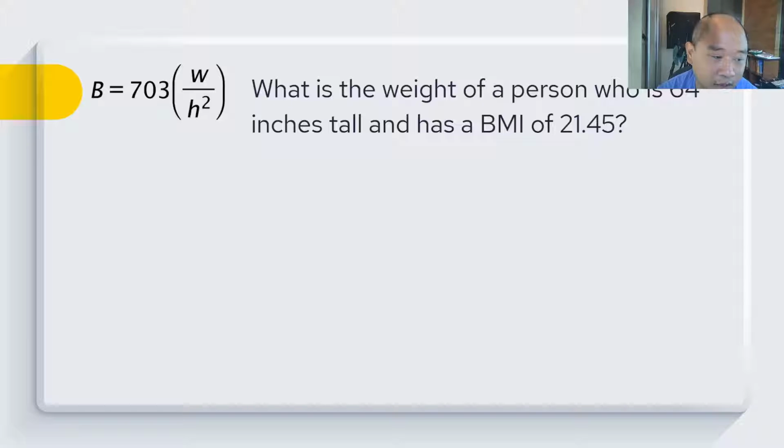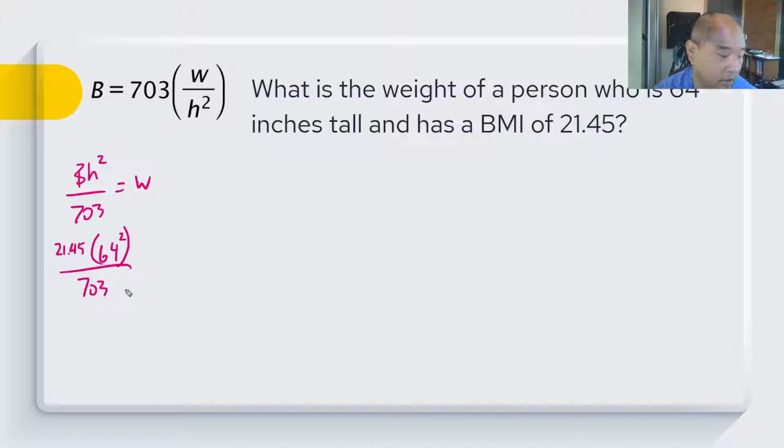Okay, so that was BH squared over 703 equals W. What is the weight of a person who is 64 inches tall, so 64 squared, and has a BMI of 21.45, over 703? Where's the trusty calculator?